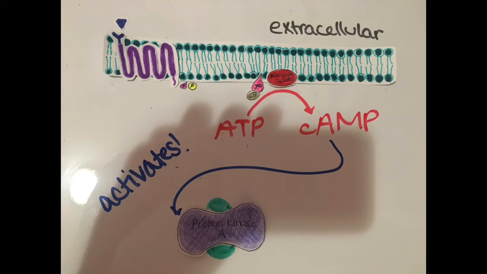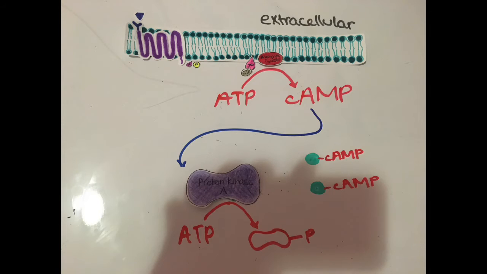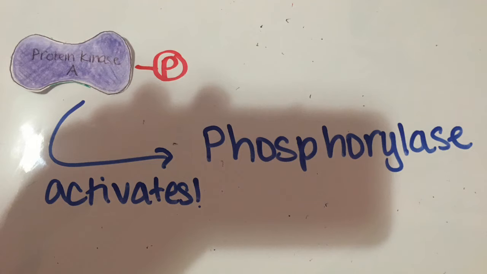Protein kinase A is made up of 2 regulatory regions and 2 catalytic regions. As long as the regulatory regions of the protein kinase A molecule are bound to the catalytic regions, protein kinase A will remain inactive. When cyclic AMP binds to the regulatory regions of protein kinase A, the catalytic portions are released and activated through phosphorylation with ATP. The catalytic regions then bind to phosphorylase and activate the enzyme.